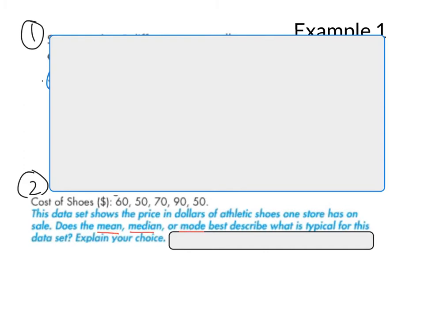The mode, I see there's 50 twice, so my mode is 50. They're not already in order, so I need to put them in order. All right, now they're in order. So what's the median? The median is 60. And what's the mean? All right, let me add those all together and divide by 5. I added all these together, I got 320. I divide by 5, and I get 64.